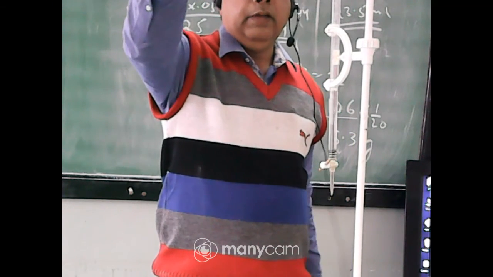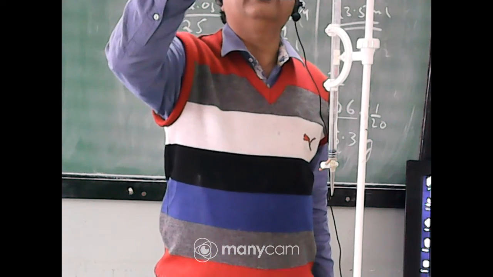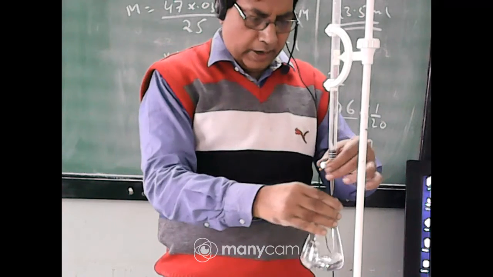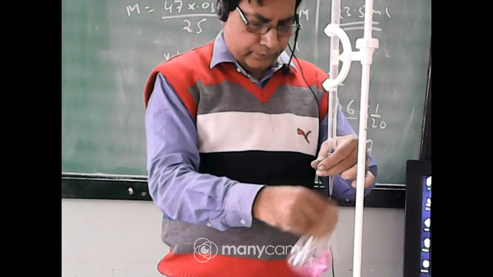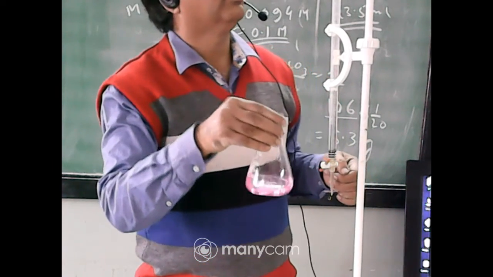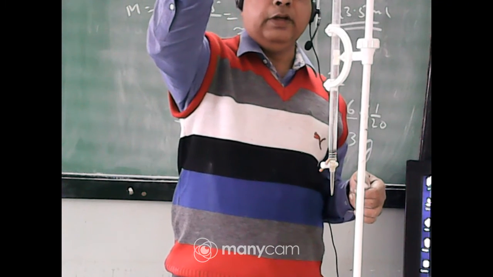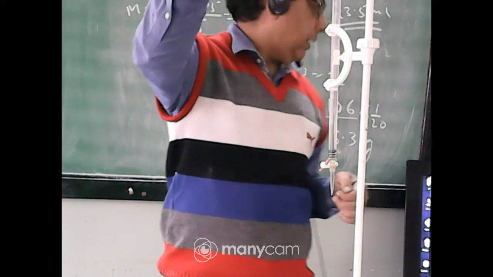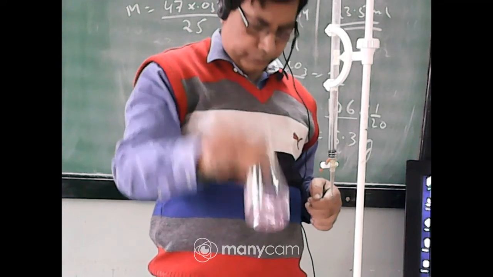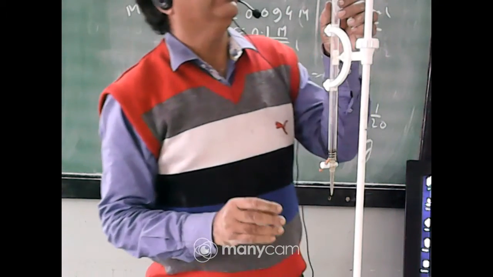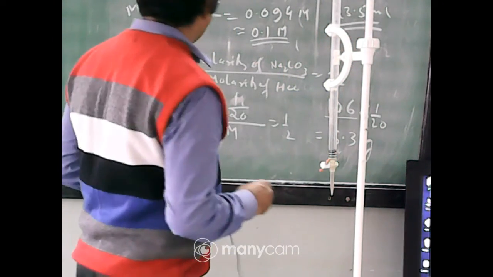See this, a very light permanent pink color appeared. This is the titration end point. The color gradually fades, so again you add it. Now a permanent light pink color appeared. See the color. Okay, now you note the reading. The reading is 25.6.